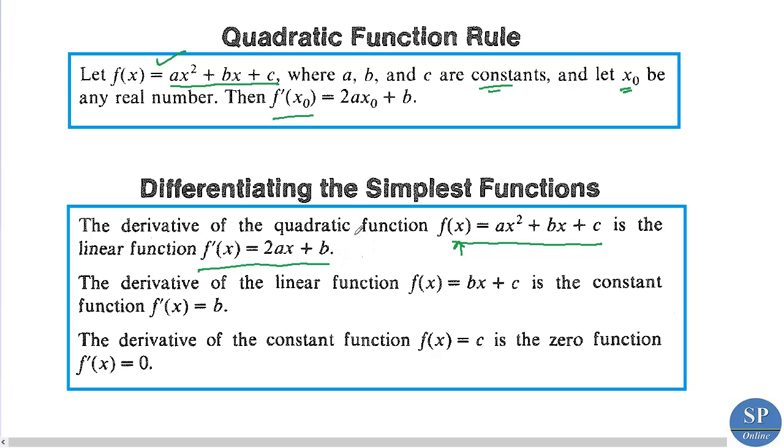Okay, as a special case, if we choose a equal to 0 in this quadratic function rule, we get the derivative of f of x is equal to bx plus c is the constant function b, that is f dash of x is equal to b for this linear function. Now as a special case, if a equal to b equal to 0 in this quadratic function rule, then we get the derivative of f of x equal to c, that is the derivative of a constant function f of x equal to c is the 0 function, that is f dash of x is equal to 0.